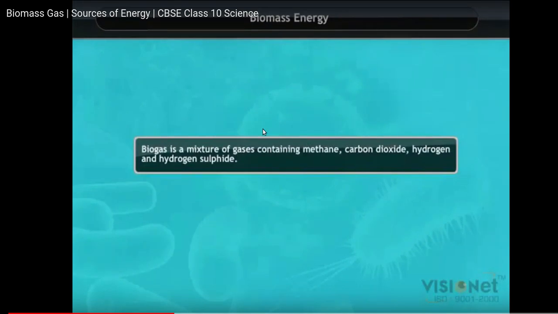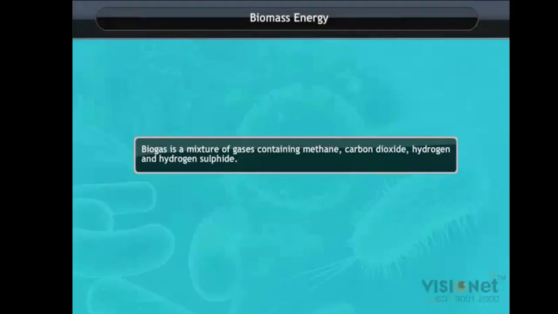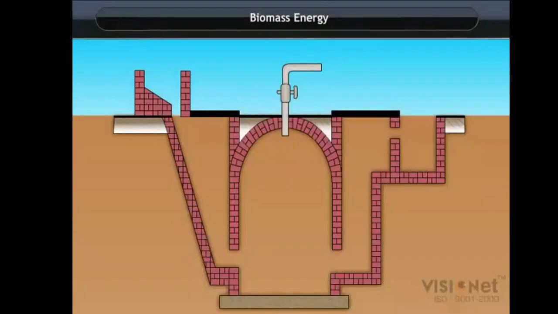Biogas is a mixture of gases containing methane, carbon dioxide, hydrogen, and hydrogen sulfide. Now we know that carbon dioxide is bad, but in biogas it is good. These are the things that biogas is made of. It's not important that you learn this; it is just for your general knowledge, but if you want, please go ahead. So these are the main gases.